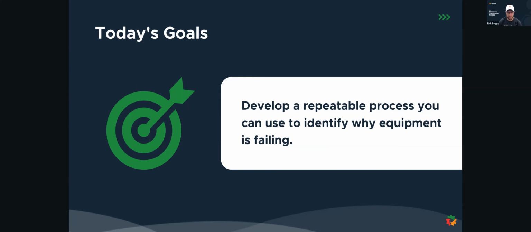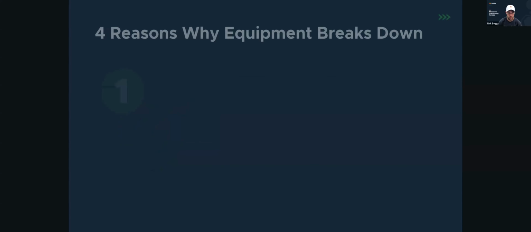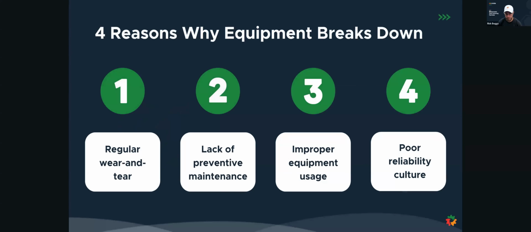And once we have that, we can identify equipment failures, and then reduce the frequency of those failures by attacking the source. And the good news is we basically already know the 4 main reasons why equipment commonly fails. So let's take a look at those now.